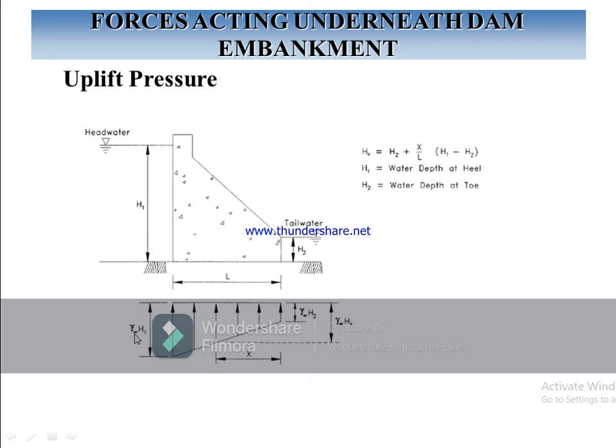This is gamma W, which is the unit weight of water, and this h is found like here: h2 plus x by L multiplied by h1 minus h2, where x is divided by the total length L. So from there we can get hx at that point. When we get this hx, we multiply hx with the gamma of water, and we find the stress, the uplift pressure.